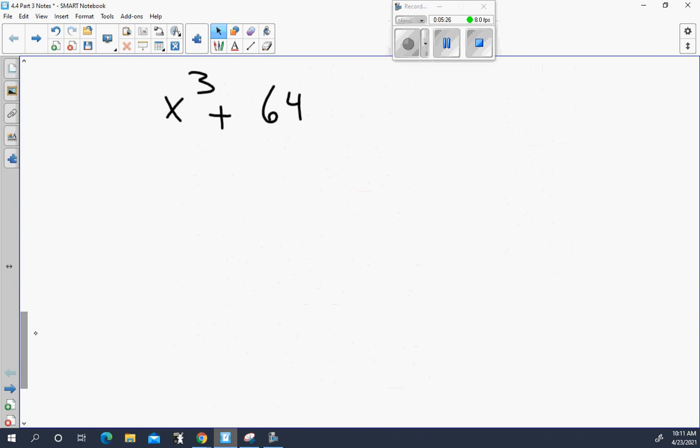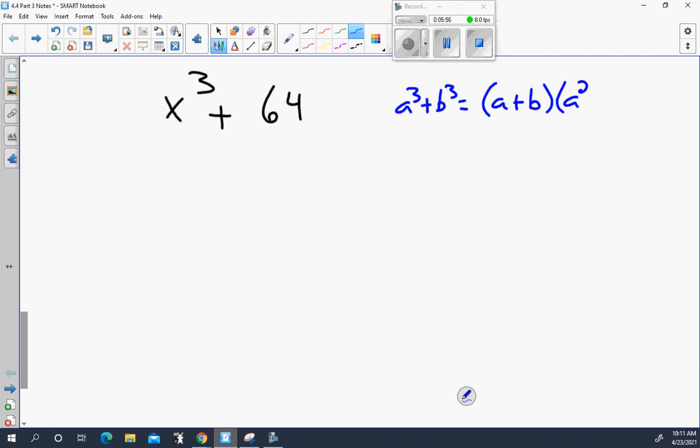Okay, one last part of review. This is the sum of perfect cubes. Now the sum of perfect cubes has a formula, and it goes like this: a cubed plus b cubed equals (a plus b) times (a squared minus ab plus b squared).